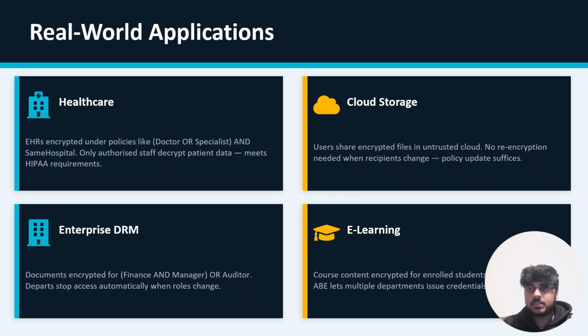ABE isn't just theoretical, it's being applied today. In healthcare, patient records are encrypted under policies like doctor or specialist and same hospital, meeting HIPAA requirements. In cloud storage, files are shared without re-encryption when recipients change. Enterprises use it for document rights management and universities for restricting course content to enrolled students.